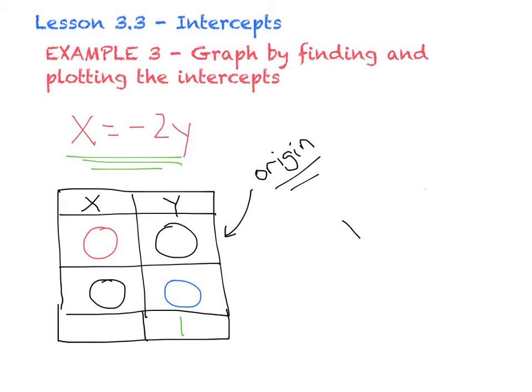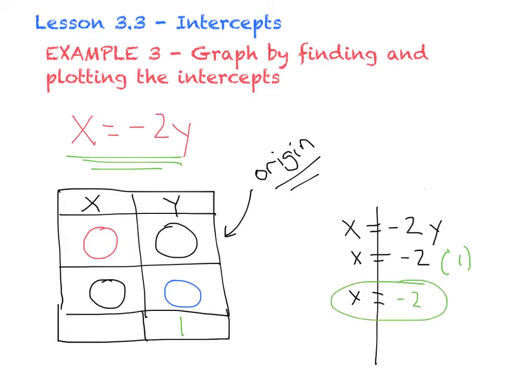We've got x equals negative 2y. I'm going to substitute this in for y. So x equals negative 2 times positive 1. And last but not least, I get my answer. X equals negative 2.